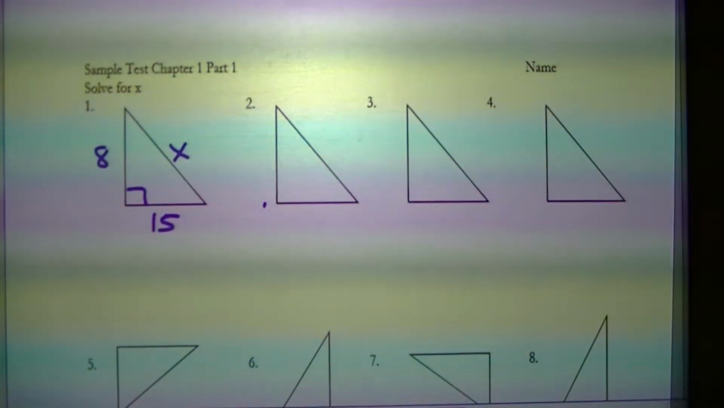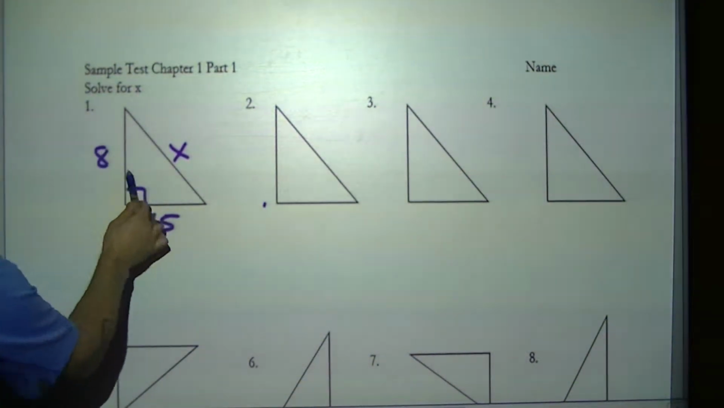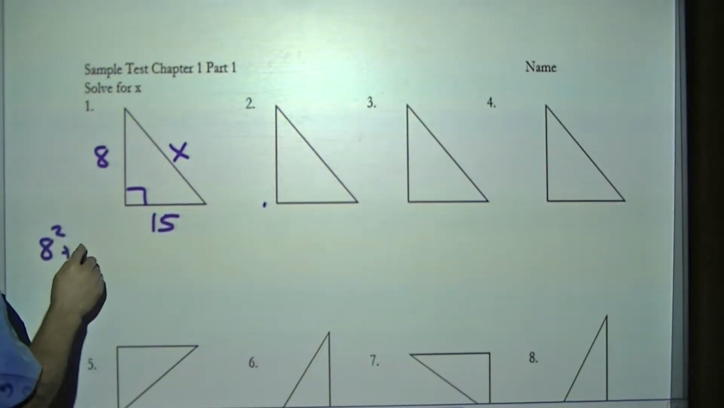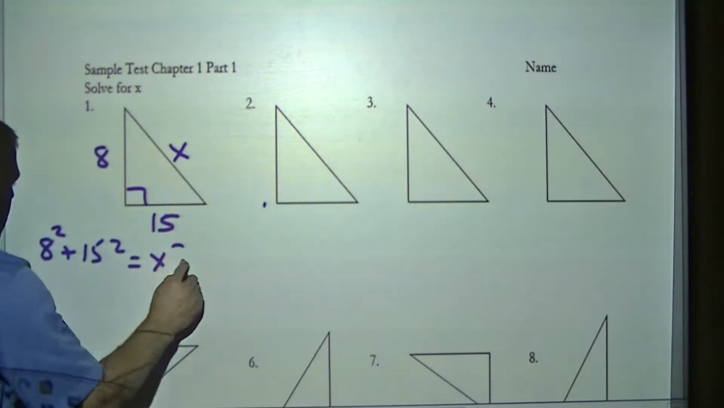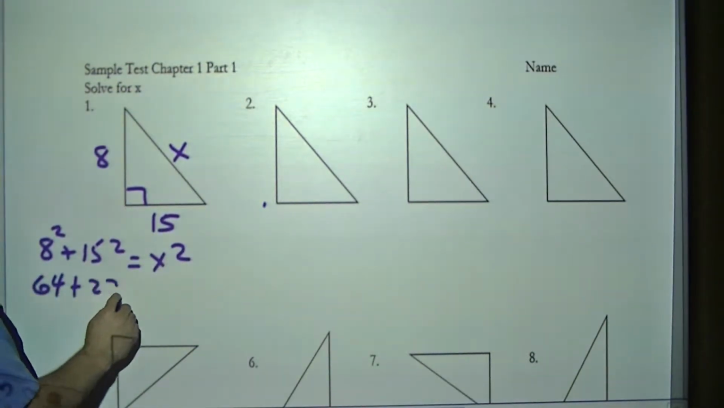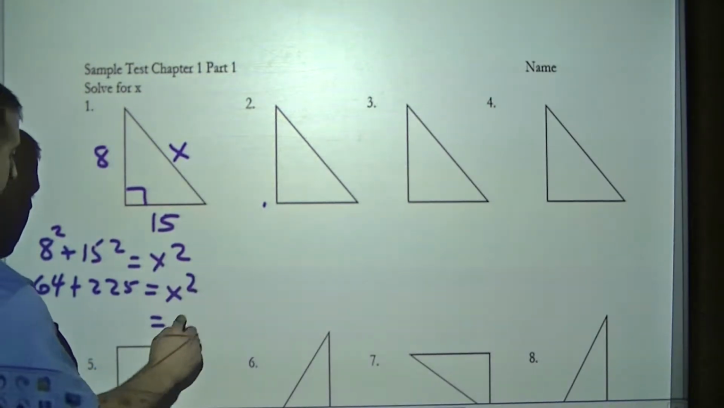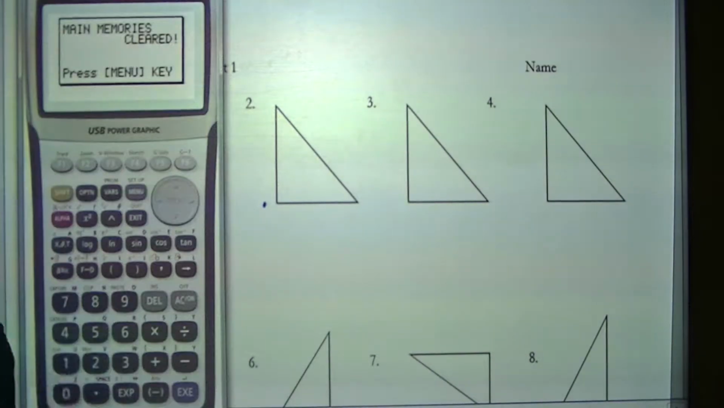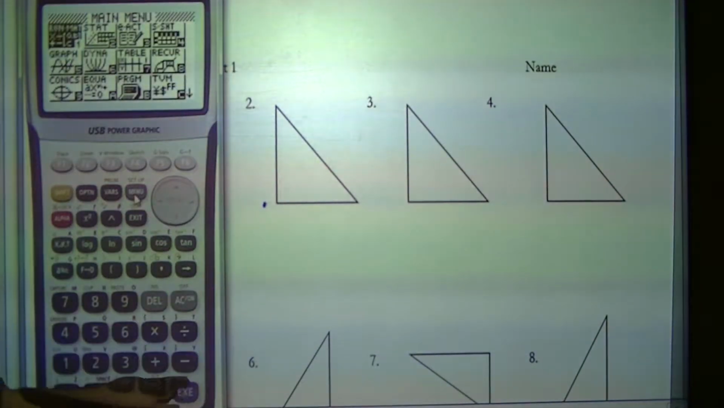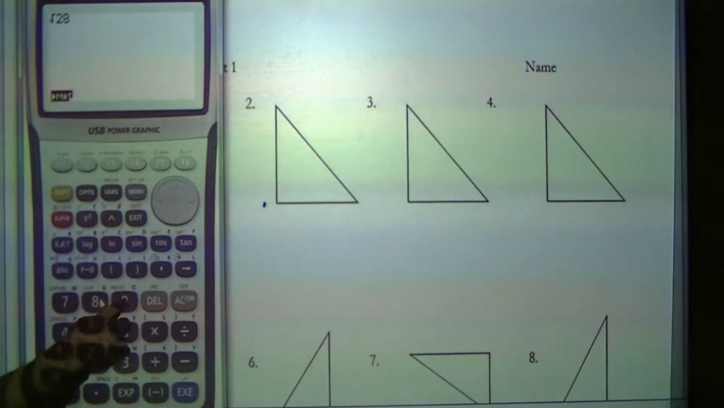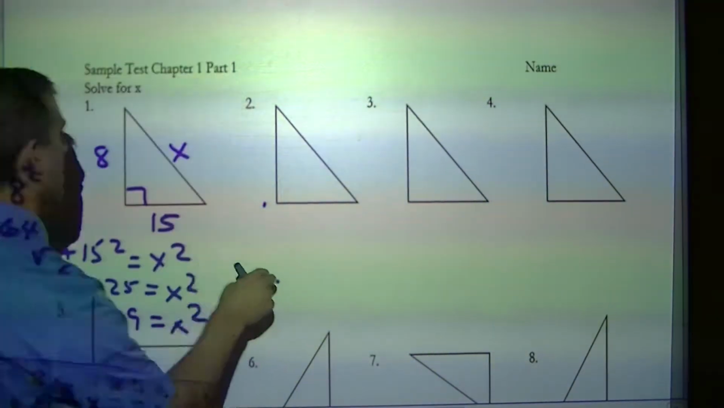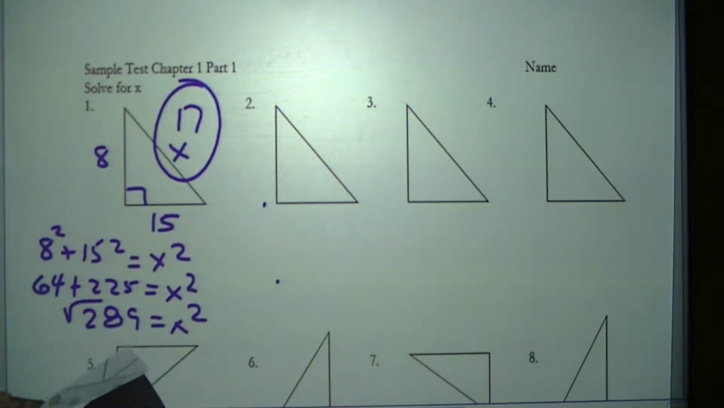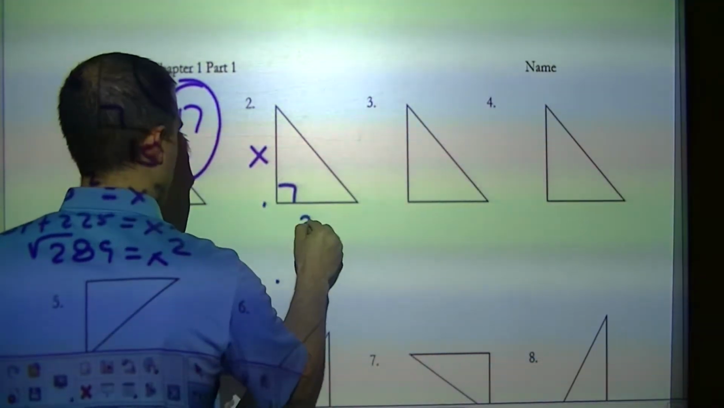All right, so if we're solving for x, in this case, we have enough to do Pythagorean Theorem, okay? So we're going to have 8 squared plus 15 squared equals x squared. That's 64 and 225, which is 289. So what I'm going to do is take the square root of 289. I take the menu run, and I get 17. So my answer there is 17. 17 is x.